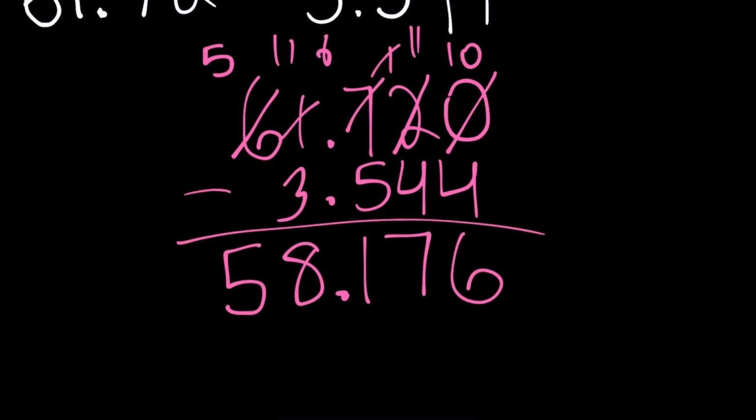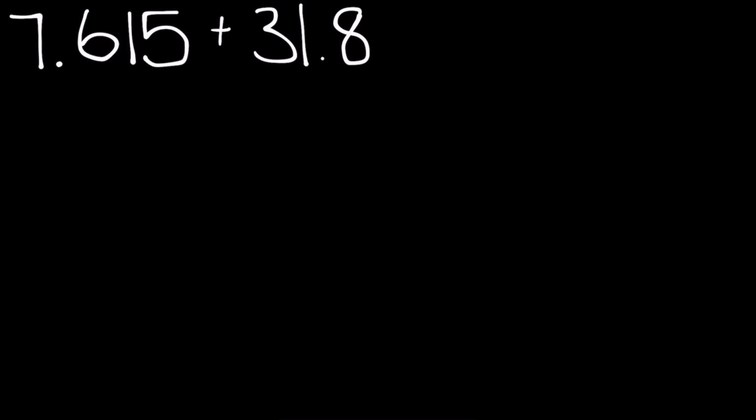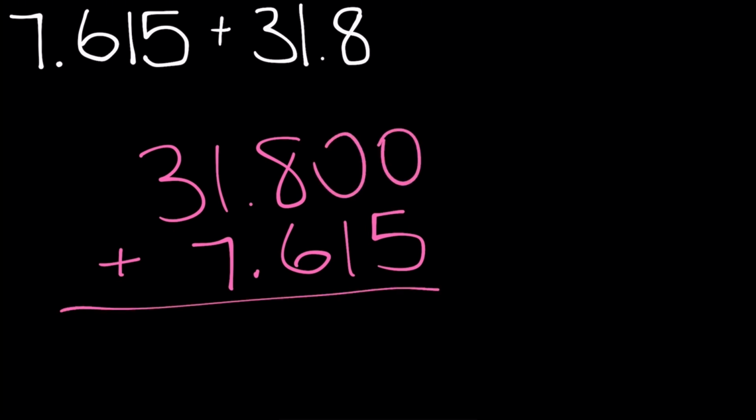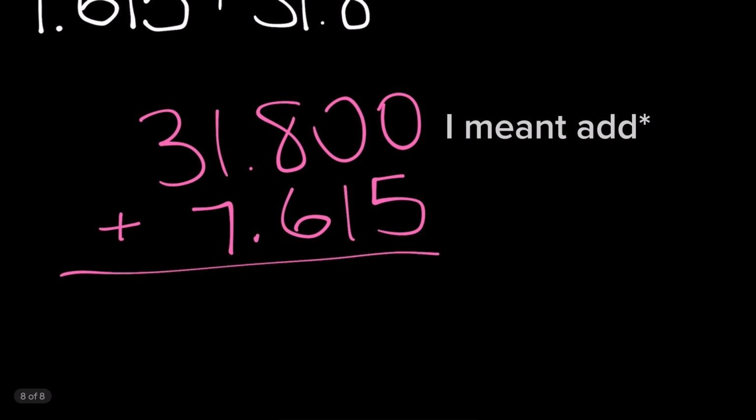That's your answer. So adding decimals is pretty similar to subtracting them. So we're just going to align these decimals. So 31.8 plus 7.615. And I'm just going to add some zeros to the right to make it look even. And all we can do is subtract now.